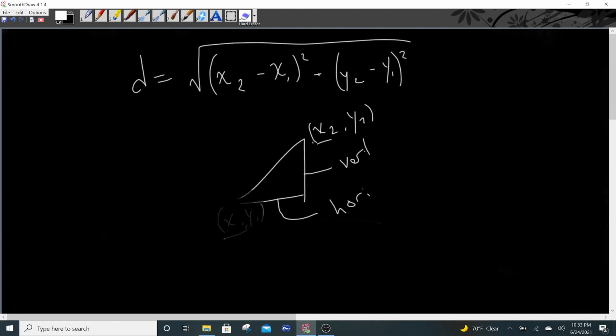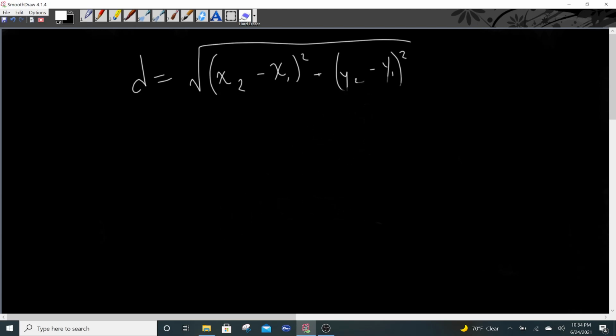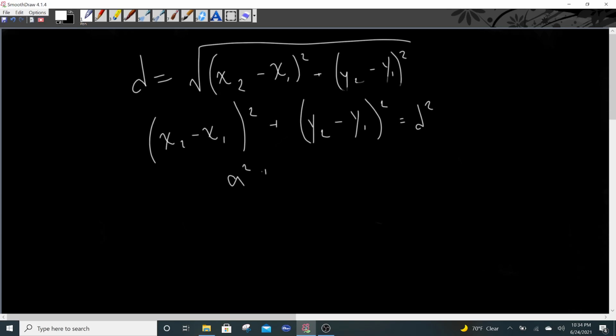So with that, you might already be able to apply Pythagorean's theorem. If we had that line, this being x2, y2, and that one being x1, y1, then the distance, which we would write as d, using our Pythagorean theorem, we could write as x2 minus x1, or the horizontal leg, squared, plus y2 minus y1, or the vertical leg, squared, is equal to d squared, or a squared plus b squared equals c squared, where a and b are legs, and c is the hypotenuse.